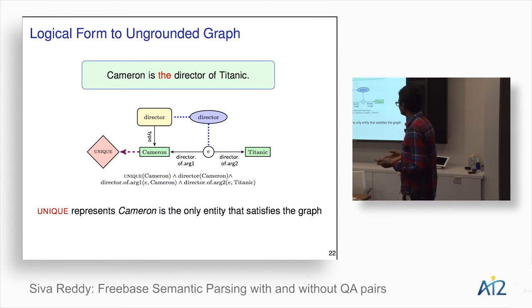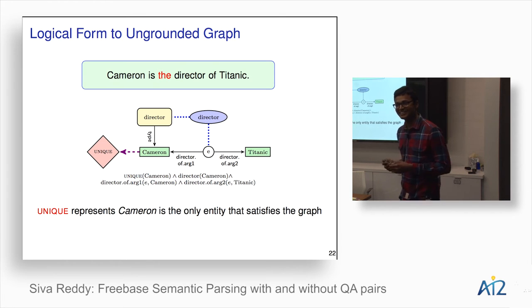And you could also model quantifiers. So in this case, Cameron is the director of Titanic. So there is a predicate called unique attached to Cameron here, which says that Cameron is the only entity that satisfies this graph. So if you remove Cameron there, you cannot replace that node with anything else except Cameron.